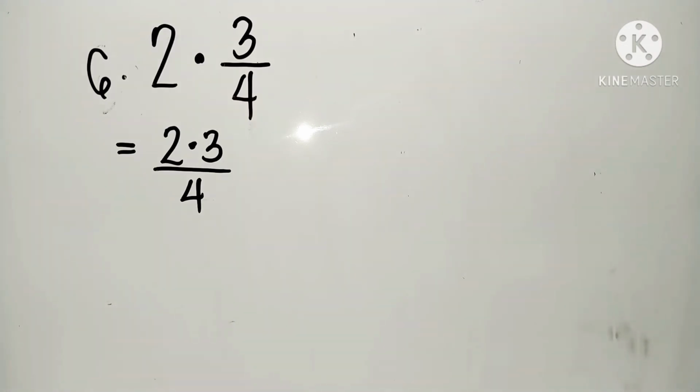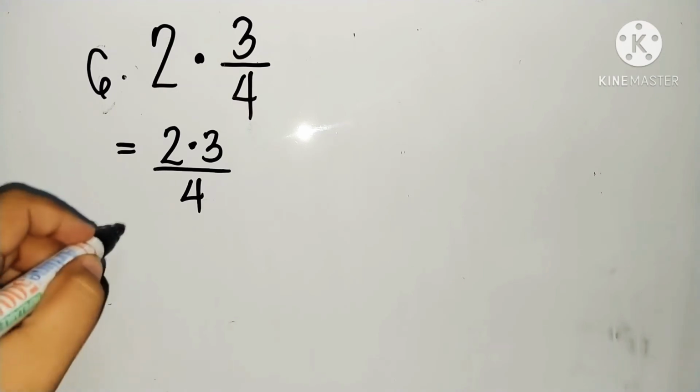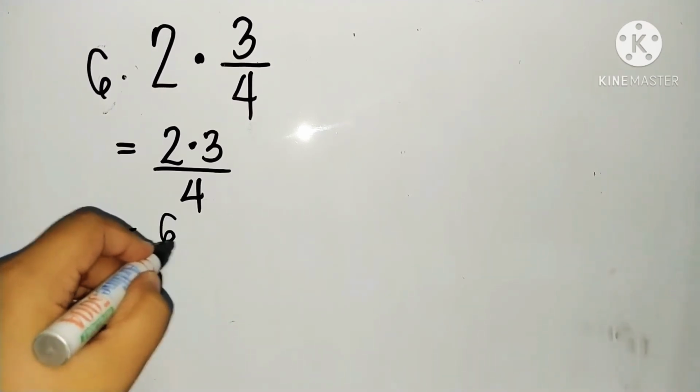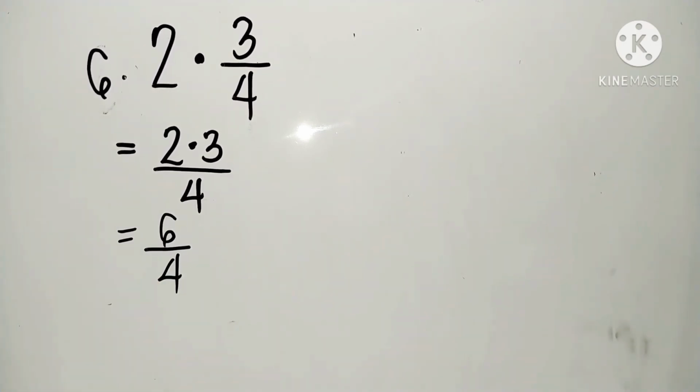Kasi kung may kasamang fraction, edi mixed number yun. Iba naman yung case na yun. Yun yung ginawa natin kanina. Pero ito, dahil whole number lang to, kailangan natin siyang i-multiply sa numerator. So, magiging 2 times 3 is 6 over 4. Kung mapapansin natin, meron silang common factor which is 2.